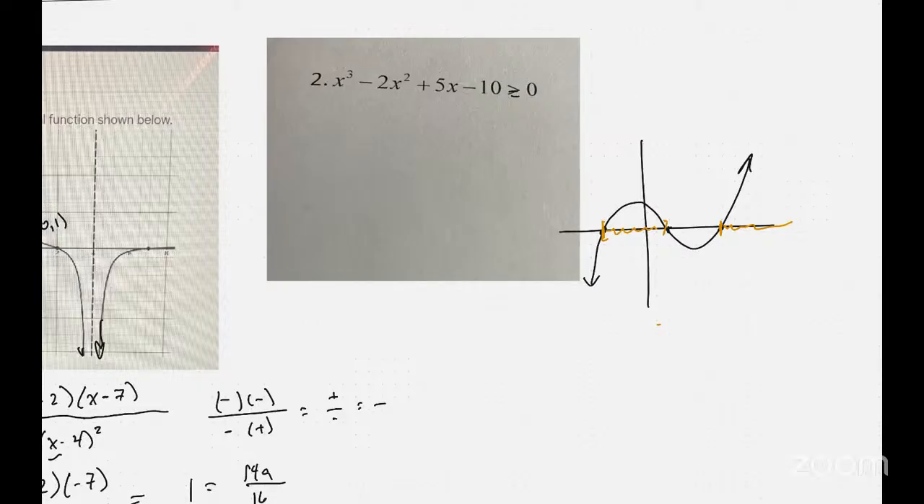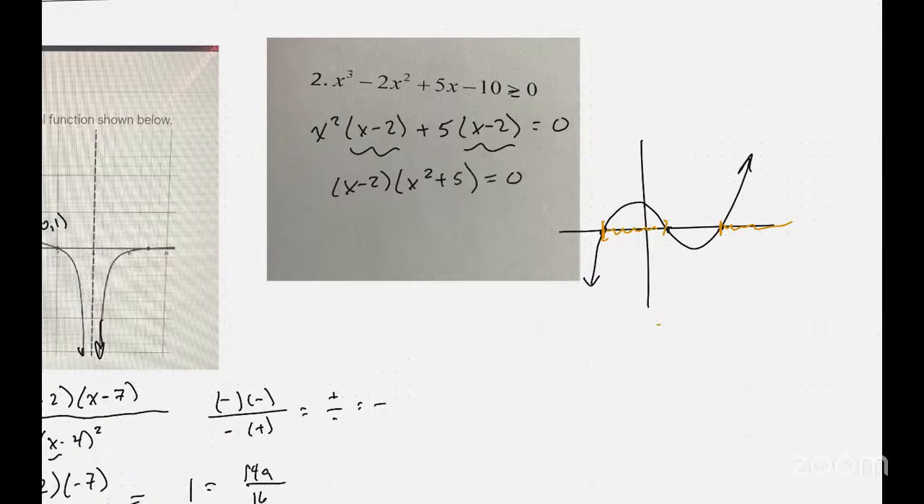Okay, so you can take an x squared out of the first two terms, and you can take a 5 out of the next two terms. And then these things will factor out. So x minus 2 and then x squared plus 5 equals 0. So we really only have one 0. It's at 2. x equals 2 is your 0.